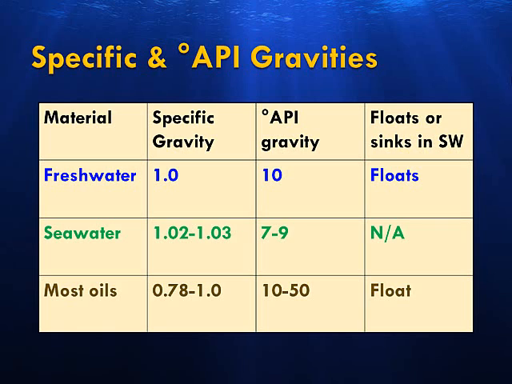So if you think about an oil in terms of specific gravity, you're talking about ranges like this. They're typically less than 1. When you're talking about API gravities, which is how you normally describe the density of oils, you're talking about something generally in the range of between 10 and 50. And so they're going to float in salt water and fresh water.